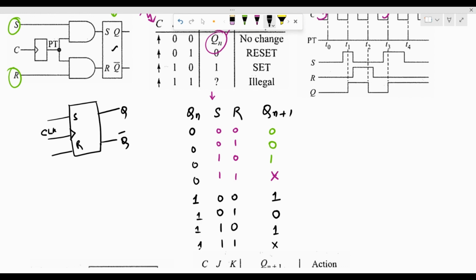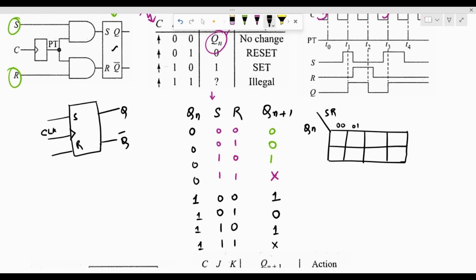If I have a truth table like this, I can draw a 3 variable K-map, and using that, I can obtain the characteristic equation. So I have Qn, S, R. These are the inputs to this K-map.